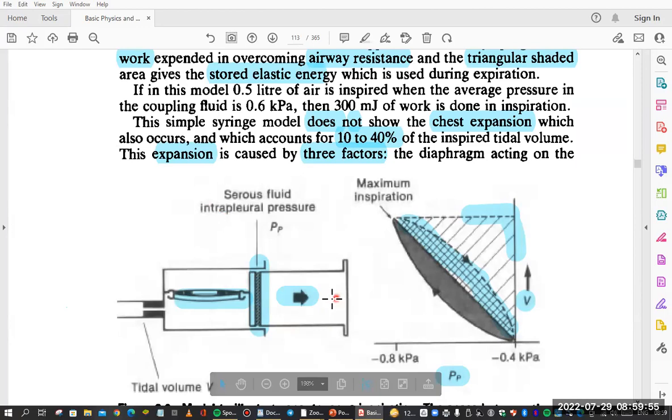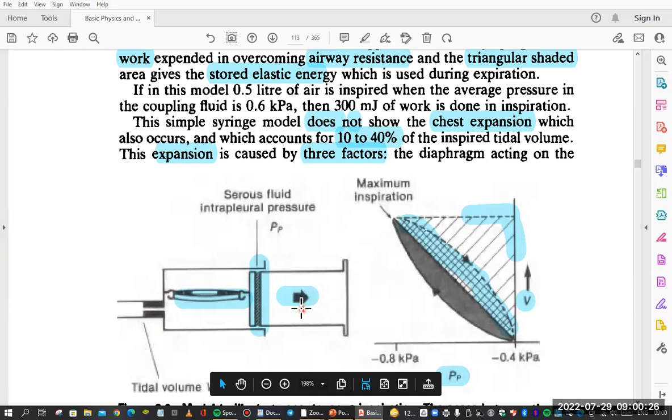One of the plungers, the right side, is represented by the diaphragm, and the left one is representing the chest tissue. They create a fluid in between, as if it is the interpleural pressure, and then the plunger is opposed by the plastic band, as you can see, and this is the normal resistance of the respiratory tract.